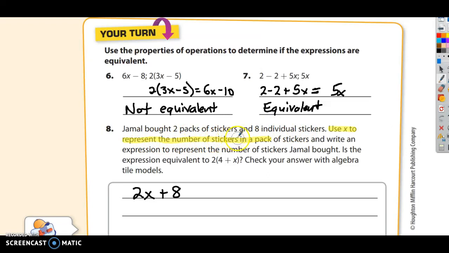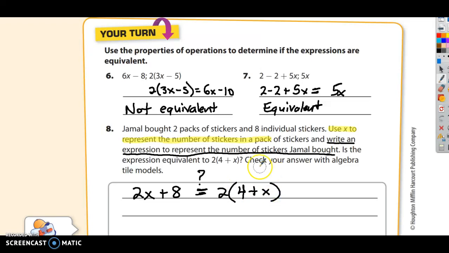Use X to represent the number of stickers in a pack of stickers and write an expression to represent the number of stickers Jamal bought. We've done that. Jamal bought 2 packs times X because there's X stickers in each pack, and he also bought 8 stickers. So it's 2X plus 8. And now the question is, is that equal to this, 2 parentheses 4 plus X? And we're going to find out.